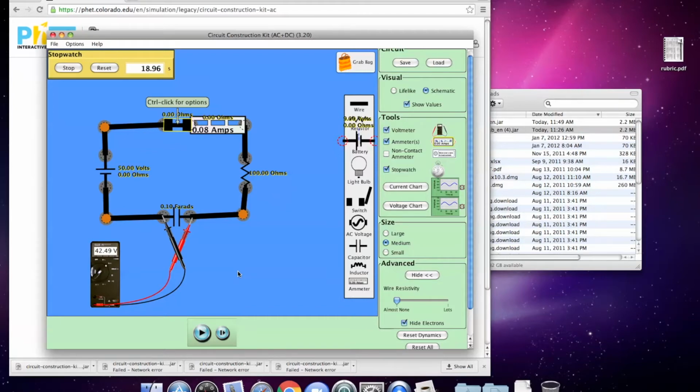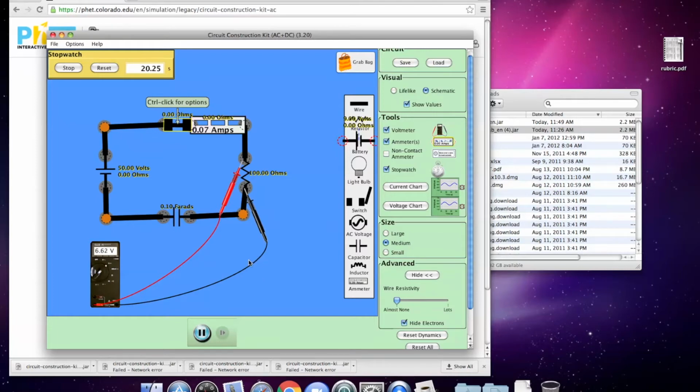at 18.96 seconds. Now the current has fallen to 0.08 amps, and the voltage across the capacitor has risen to 42.49 volts. Now remember, again, we are delivering a total of 50 volts in the circuit. Where's the remainder of the voltage being dropped? Well, if I look across the resistor, I find a VR of 7.51 volts.